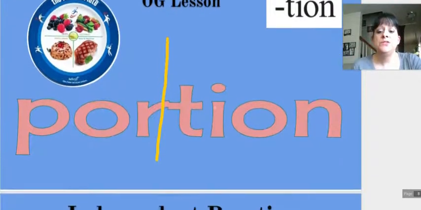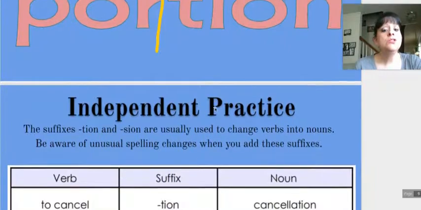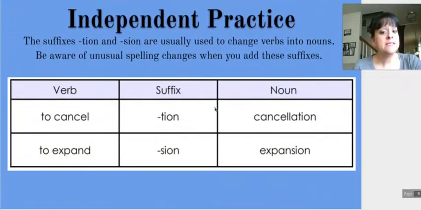Portion. So your job now for independent practice would be to go to Seesaw, and you're going to do some reading and some suffix work. You're going to add the suffix to the root word. Then you're going to use that in a sentence. So I gave you some examples when I was giving you the definition of what the word meant. You're going to use it in a sentence, and that's going to tell me that you understand that word.